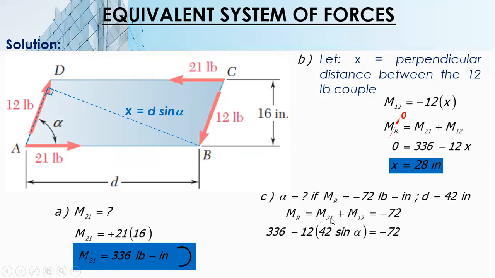336 as M21, minus because it is clockwise, minus force times distance, 42 sine alpha. The resultant moment is negative 72. So, to solve for alpha, you can transpose 336 to the right. It becomes negative. So, negative 72 minus 336 and then divide by negative 12. After that, divide it by 42 and then get the inverse sine. Arc sine gives you the value of alpha, and the value is 54.05 degrees.